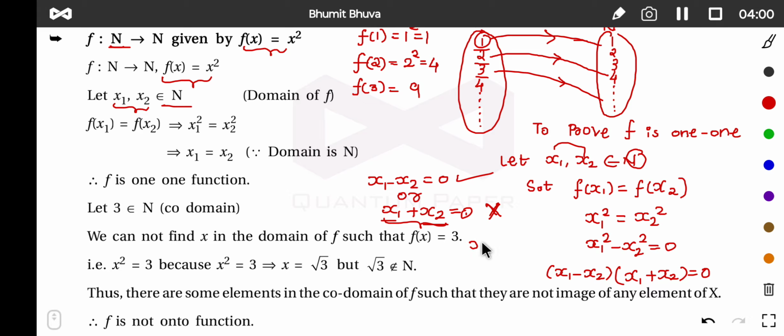So from that what can we say? x1 is equal to x2 for every x1 and x2 belonging to the natural numbers. Okay. So therefore we can say f is one-one.